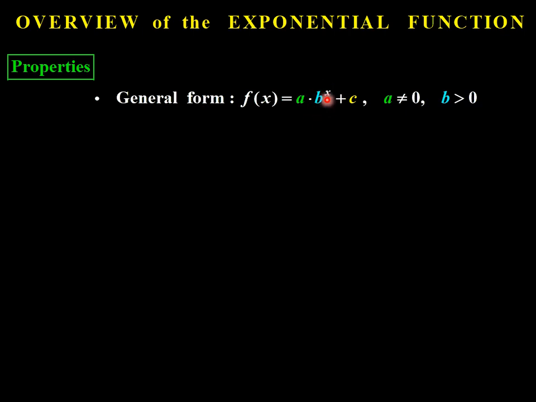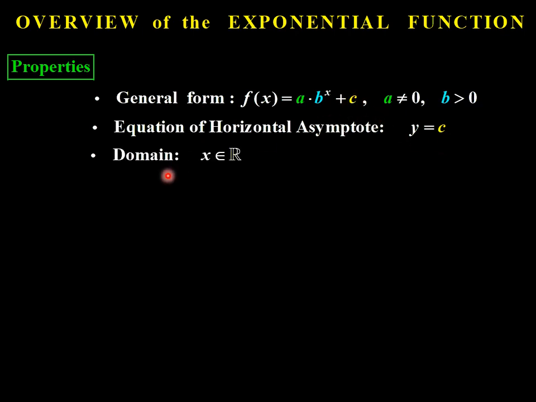The b here will indicate whether the graph is going to be increasing or decreasing, and the c there will indicate to us what the asymptote is going to be. So y equal to c, that gives us the asymptote. And the domain of an exponential function is always x, an element of the real numbers. And the range there will depend on the asymptote and also on the value of a. So in this case here, if a is positive, the range there will be y greater than c.